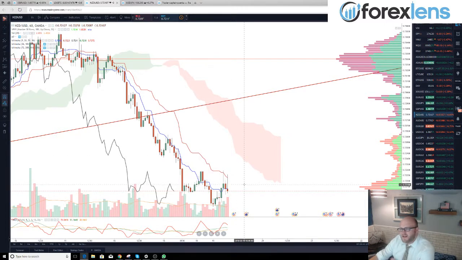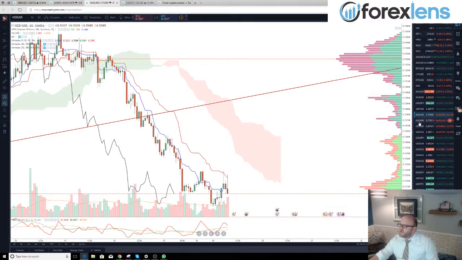The nice thing about the Ichimoku system is it keeps you out of a trade. It tells you, more importantly, about where you can take a trade. It tells you when not to take a trade. So that is a really important part of the Ichimoku system.